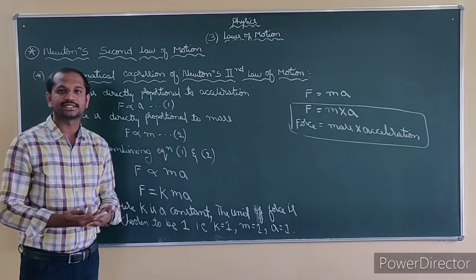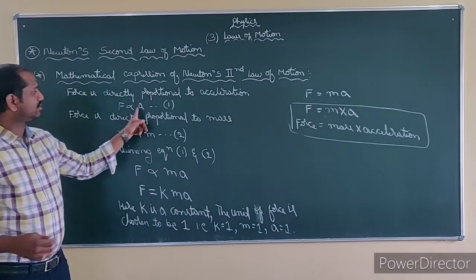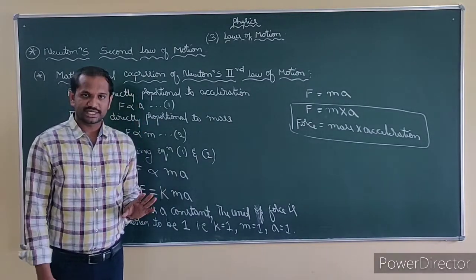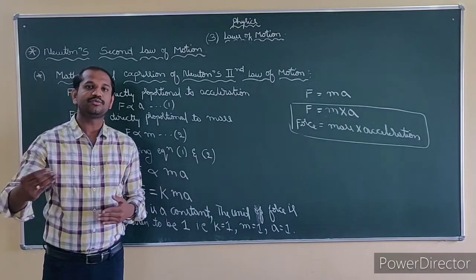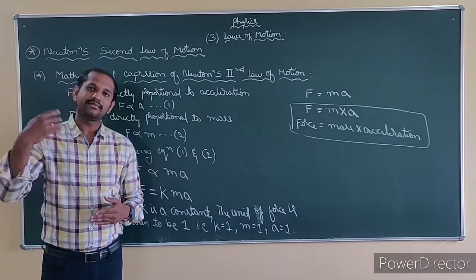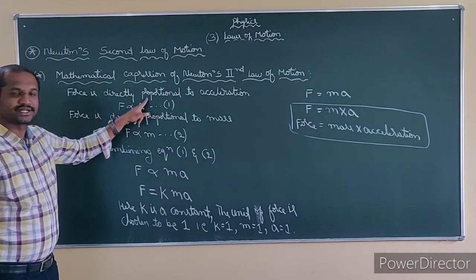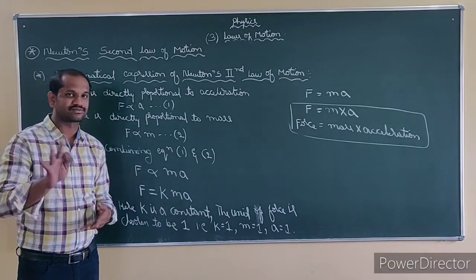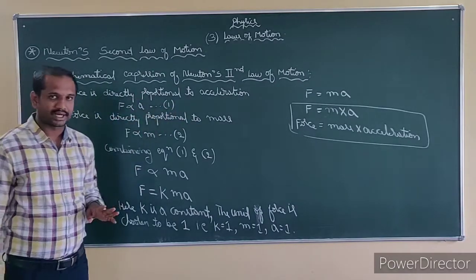How did we come to know this? By taking two cases. From case 1, we took the same tennis balls. One tennis ball we moved gently, one tennis ball hardly. When you move gently, less acceleration. When you move it very hard, more acceleration. That is, with increasing acceleration, force increases. If force decreases, acceleration decreases. That we came to know in case 1. So force is directly proportional to acceleration, equation 1.